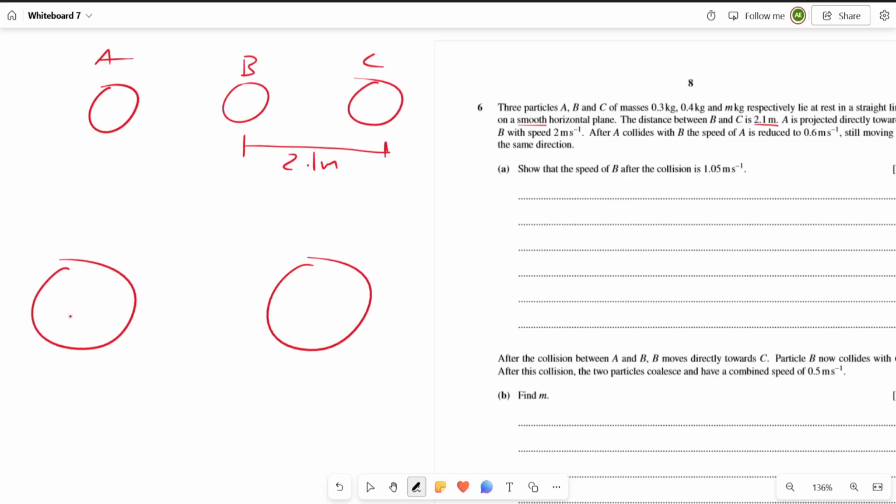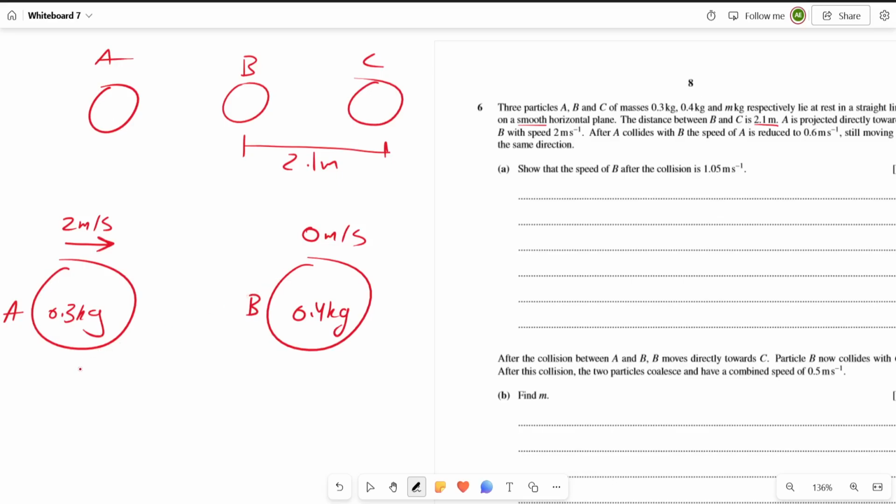I like to write the mass inside. So the mass of A is 0.3 kilograms. This is particle A. This is particle B. The mass of B is 0.4 kilograms. I like to write the initial speeds, or the speeds before the collision, on top of the particles. So A is moving towards B with a speed of 2 meters per second, and B is basically still. It's at rest, it's not moving.